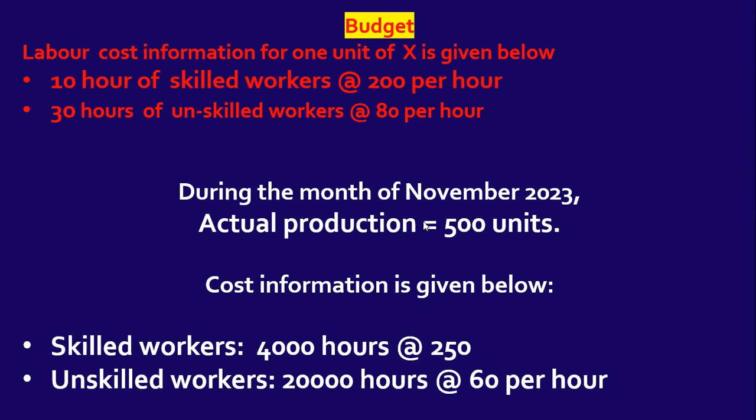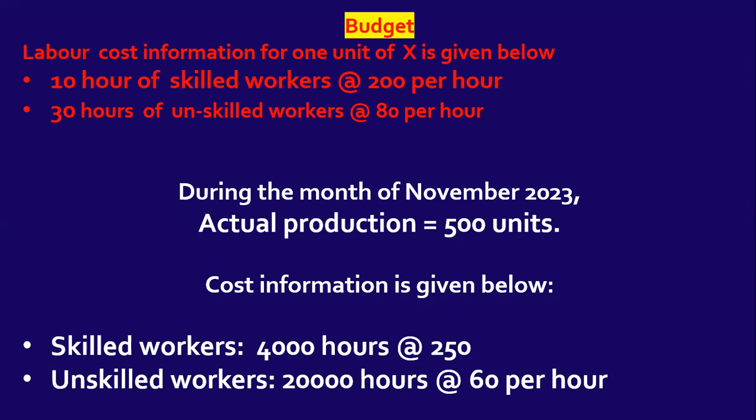And for actual performance during the month, they produced 500 units, and the relevant cost information is given here. Skilled workers worked 4,000 hours and unskilled workers 20,000 hours. Skilled workers have been paid at the rate of 250 per hour, and unskilled workers at 60 rupees per hour. We can see that the rate at which the workers have been paid is different. Obviously, there has to be some labor cost variance.